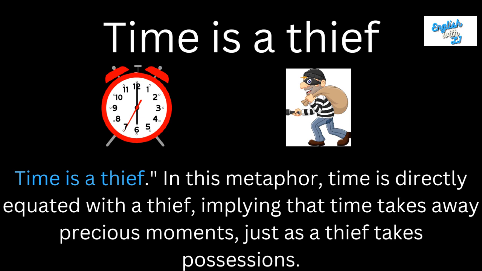So the thief comes in to steal away things, physical things that are yours or somebody else's. Time takes away the precious moments, so it steals them from you. Because obviously once time has passed, it doesn't come back. So it's gone, it's stolen. So time is a thief. Time is directly being equated as being a thief. It's not similar to, it is the thief in question in the sentence.